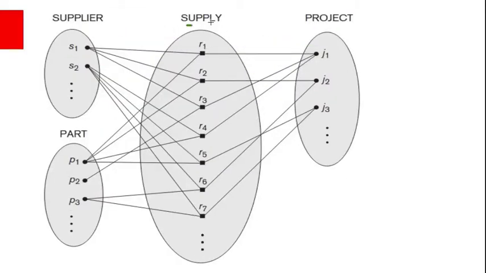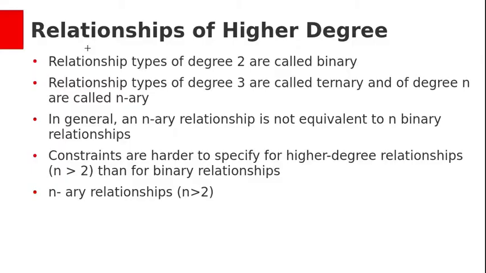Similarly, if you take this supply relationship type, here three entities are participating. One is the supplier, the second entity is part, and the third entity is project. Here three entities are participating in this supply relationship type. This is the ternary relationship. Relationships of higher degree: relationship types of degree 2 are called binary relationships, and degree 3 are called ternary relationships. And any relationship type with degree more than 2 can be called an n-ary relationship.